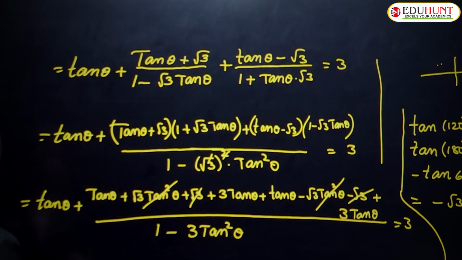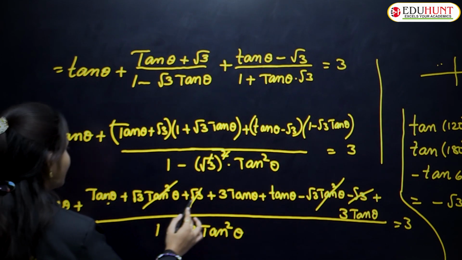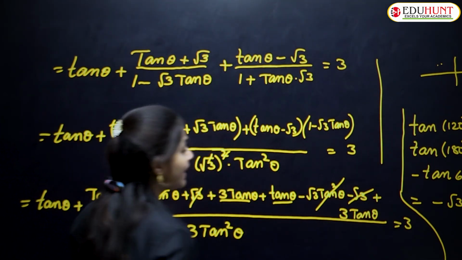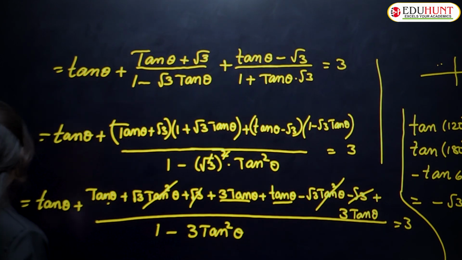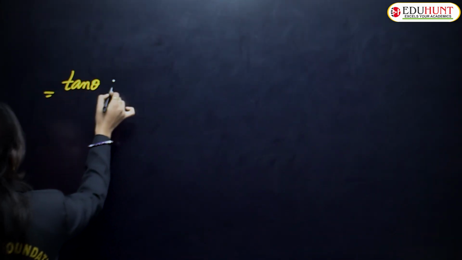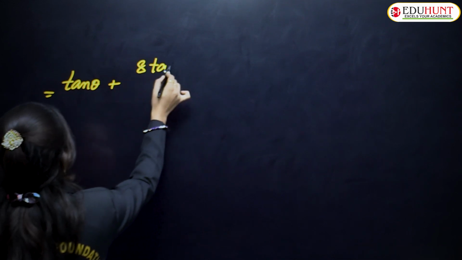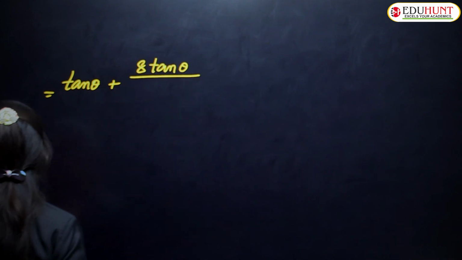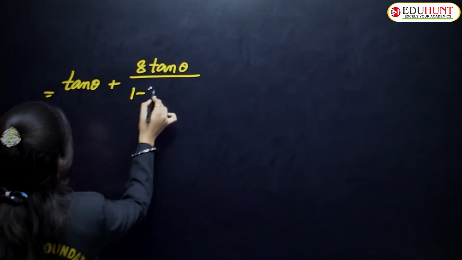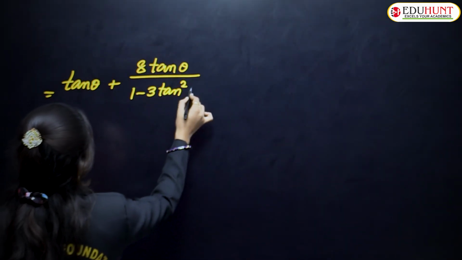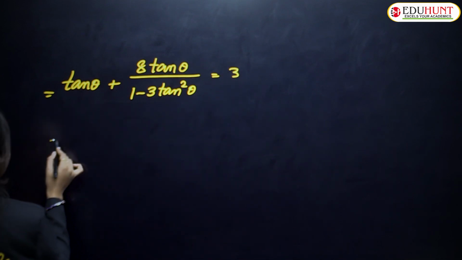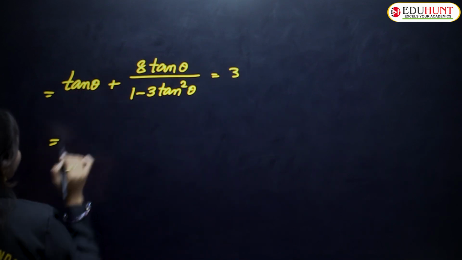Not there. So here 1 tan theta, 1 plus 3 is 4, 4 plus 1 is 5, 5 plus 3 is 8, so 8 tan theta is there. Okay, which is equal to tan theta plus 8 tan theta by 1 minus 3 tan square theta, which is equal to 3. So after simplification we got this. From this, take the cross multiplication again.